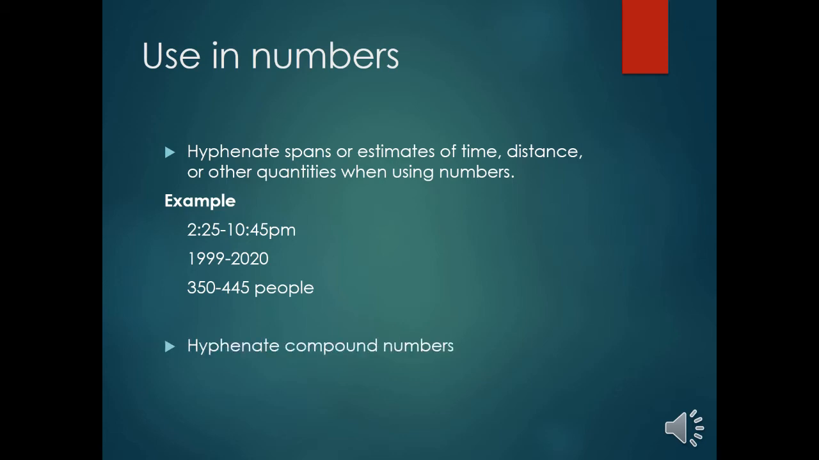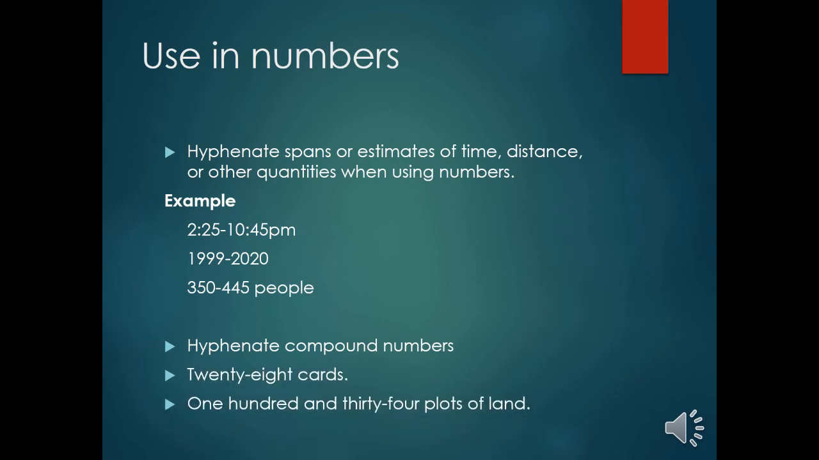The hyphen can be used in compound numbers. 28 cards, 134 plots of land. So you can see 28. Sometimes you find people writing 28 as two separate words, 20 and 8, or sometimes written together as one word, but that is not the correct way to write it. You use a hyphen to separate 20 and 8. Likewise, 30 and 4.